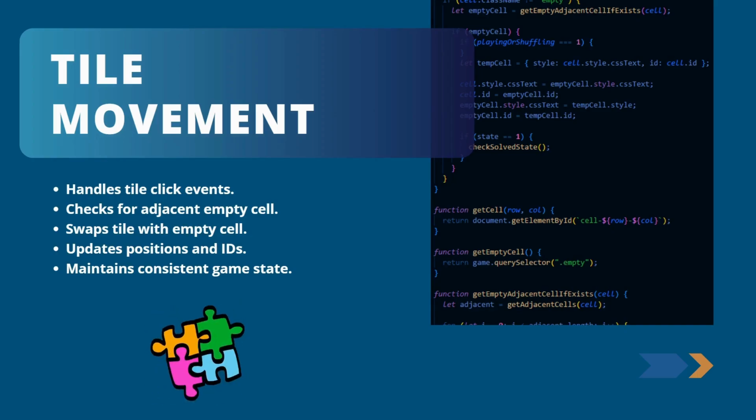The actual movement involves swapping the clicked tile's position with the empty cell's position. This is done by temporarily storing the current positions and IDs, then updating them accordingly. It's important to update the game state after each move, including the visual representation and internal tracking. This ensures that the game's logic remains consistent and the user experience is smooth.